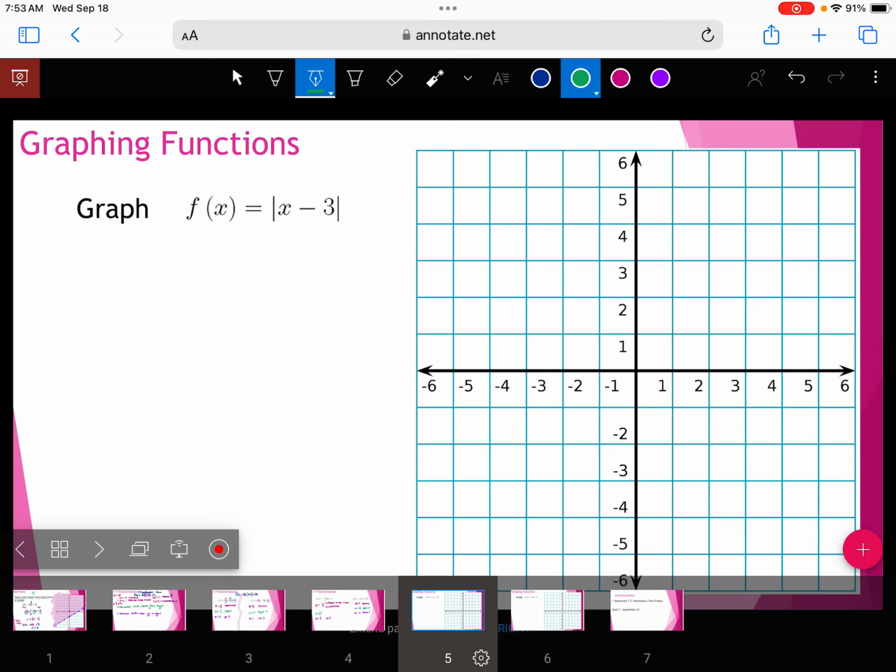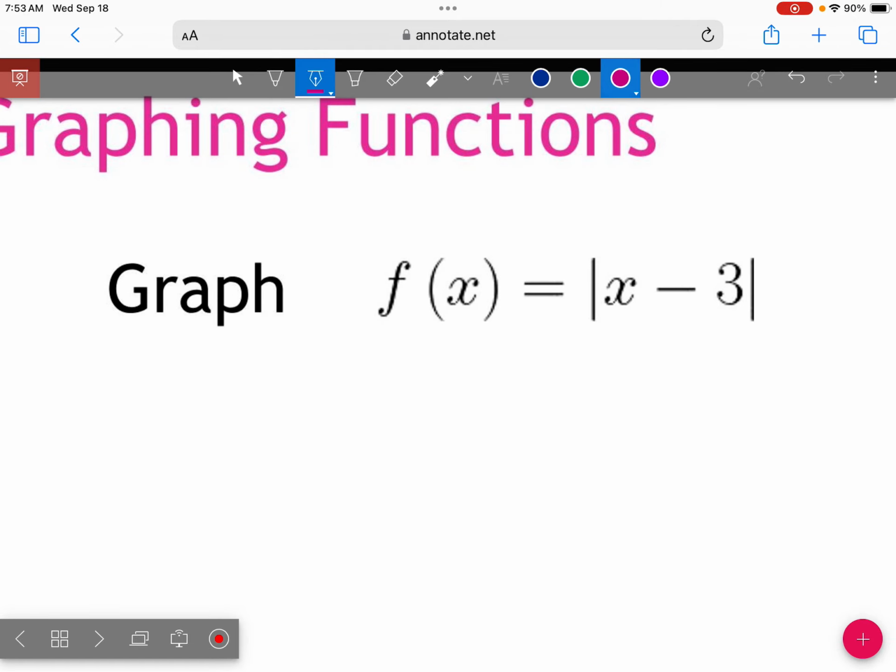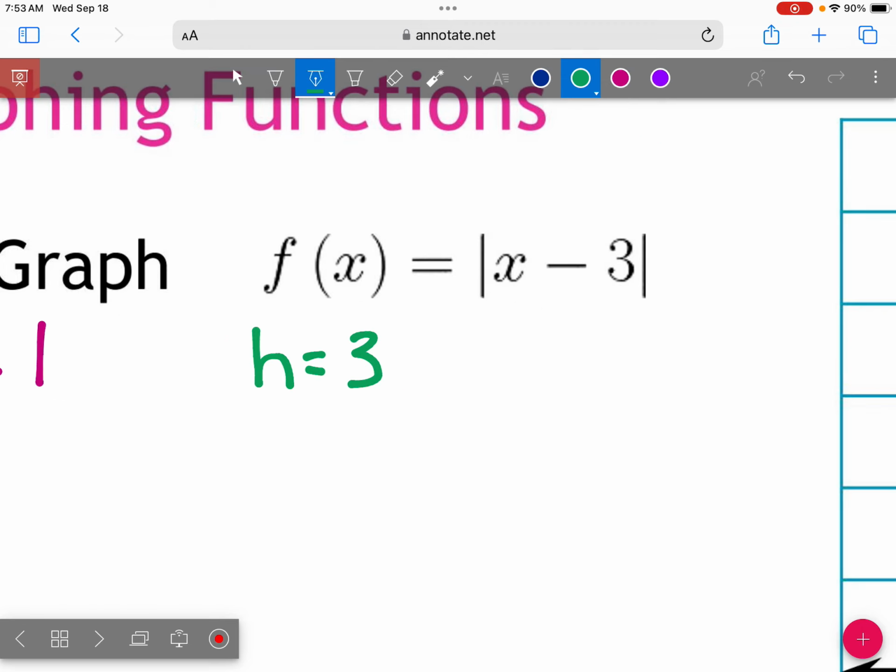So our equation here is f of x equals the absolute value of x minus 3. We can do this. We did this yesterday, something very, very similar. But I want to start with figuring out our A, H, and K here, just like we did before. What is our A on this graph? 1. What is our H on this graph? 3. Positive 3. Good. What is that transformation going to be? Which way is it going to move? Right 3. And what's our K? 0. There's nothing added on the end. So it's not going to be shifted up at all.